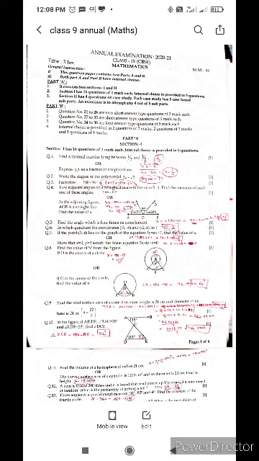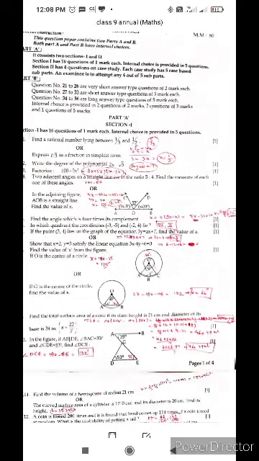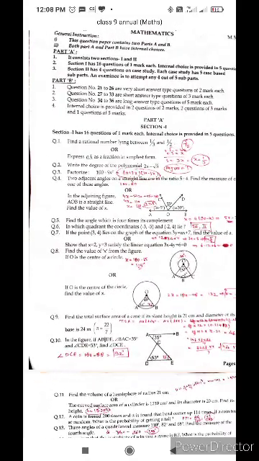Section 1 is having questions from 1 to 16, and these 16 questions are of 1 mark each, and each question is a solution based question. So you have to write the complete solution of the given questions. So first question, we are having two choices.